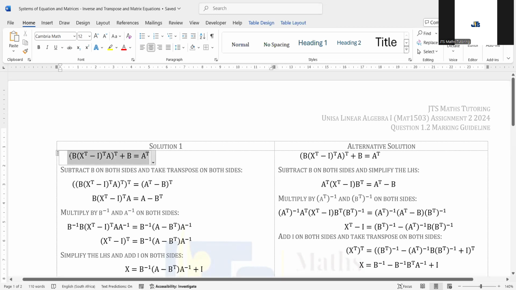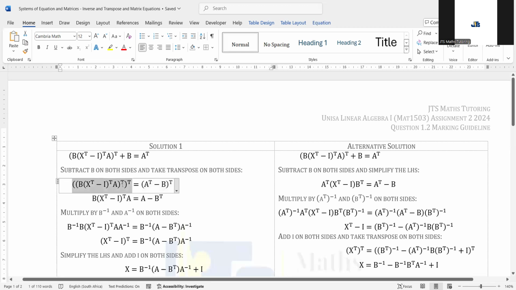So look at this. This is our given matrix equation and they want us to solve for x. So what I'm going to do first here, I'm going to subtract b from both sides. And as soon as I've subtracted b from both sides, I'm going to take the transpose on both sides. Beautiful. So quickly with this, obviously this is going to be b transpose here, and the transpose of a transpose is going to be a. So done and dusted here.